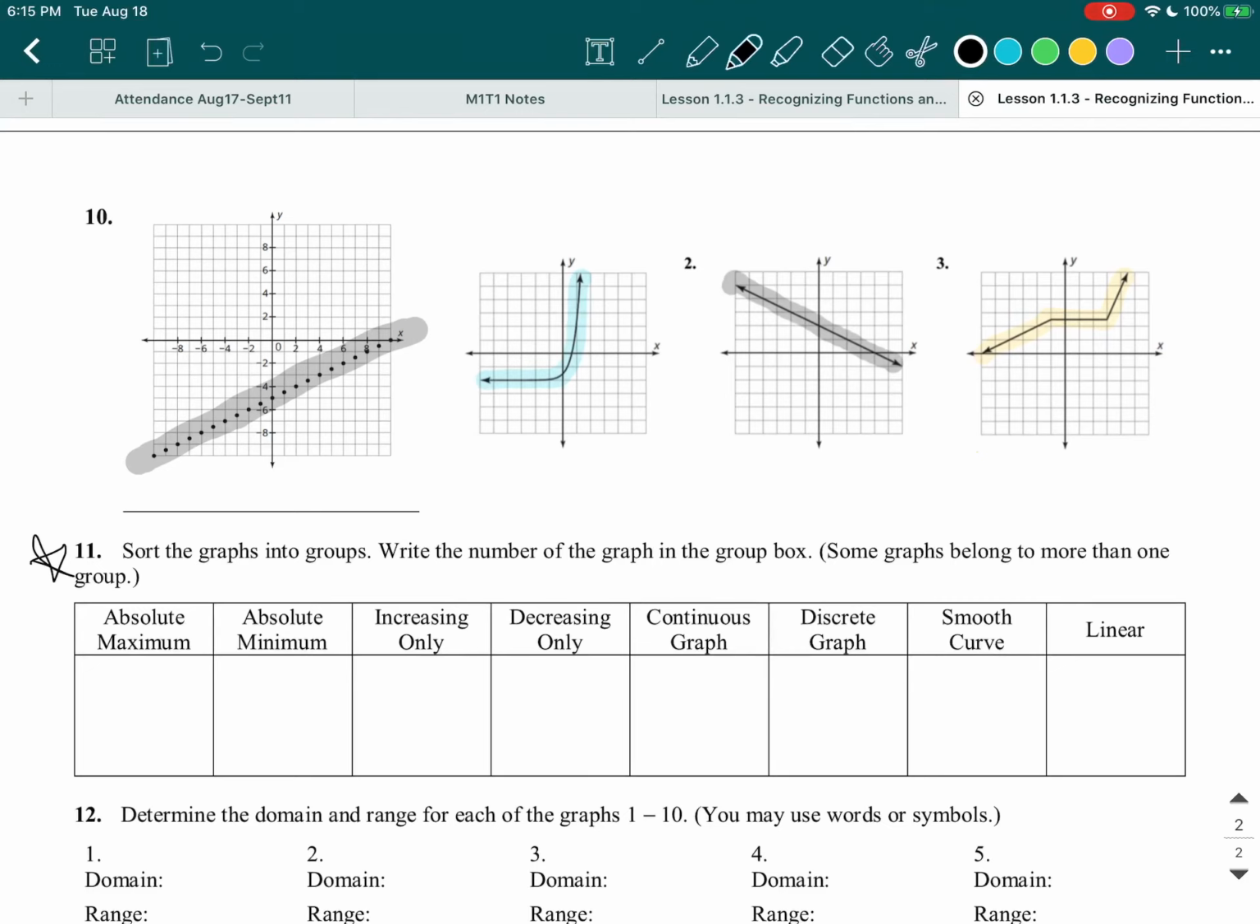Sort graphs into groups. Write the number of the graph in the group box. Some graphs belong to more than one group. So you might see, for example, number 5 fits here and fits there and fits there or something like that, okay? So if that happens, you're still probably right.